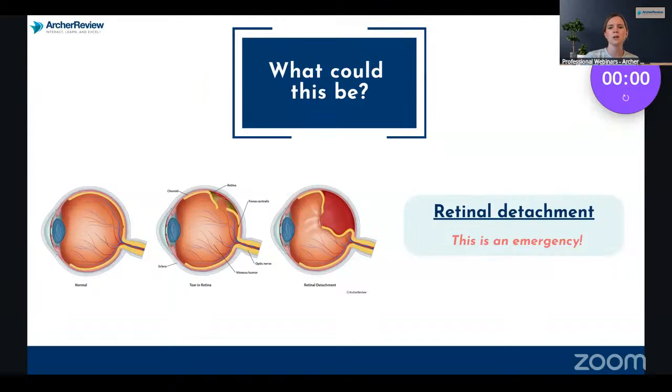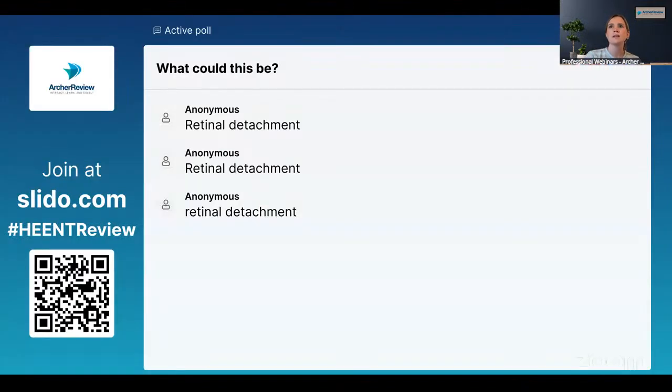What else could curtain over the eye indicate? And this is not a poll, but if you wanted to write in this poll that we already have active, any other thoughts over what a curtain over the eye could indicate? Any other thoughts? Or if you hear someone describing that condition.